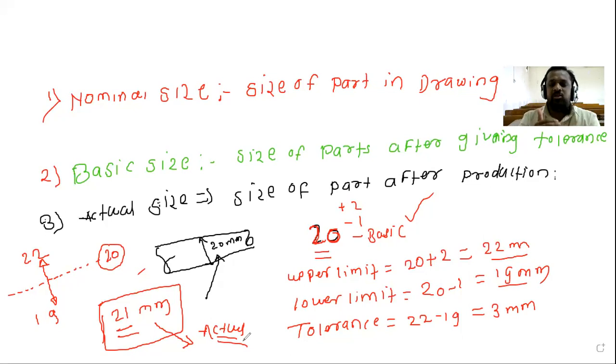When we are adding the limit, or the tolerance, to that value, that value will become the basic size. And after the manufacturing, after the production, whatever size we have measured on that component, that size is called the actual size. Understood what is meant by the nominal size, the basic size, and the actual size?